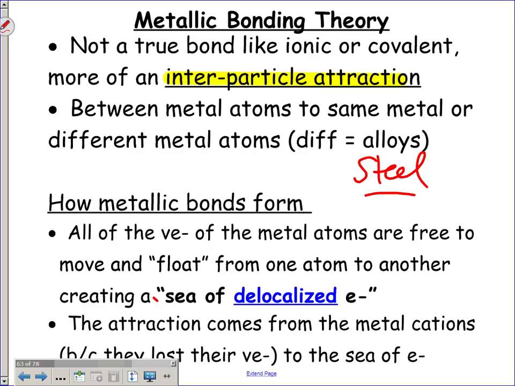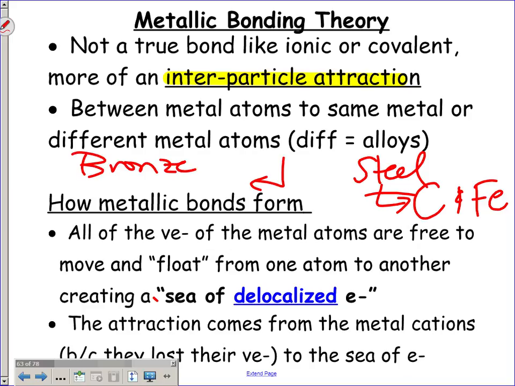So a blend of two or more different metals gives us an alloy. What is steel a blend of? Carbon and iron. Okay, we'll talk about why it's that way shortly. Anybody else have another example? Say again? Bronze, okay. So can you guys find bronze on the periodic table? Okay, so bronze will be a mixture of some other metals.